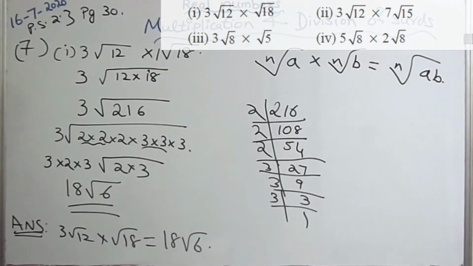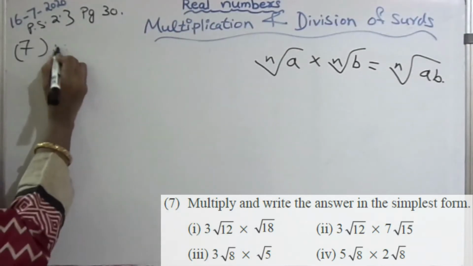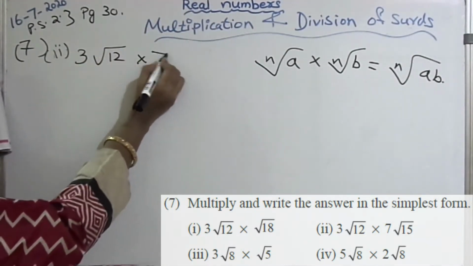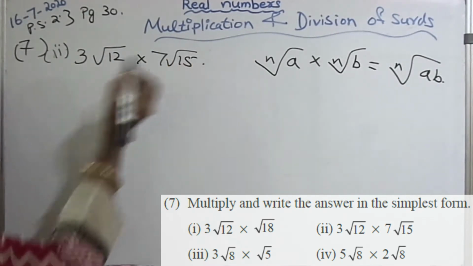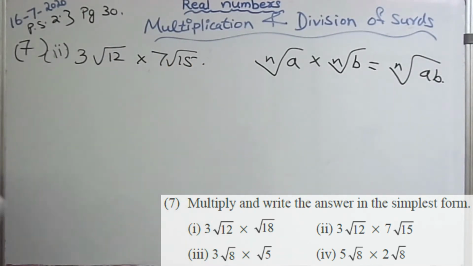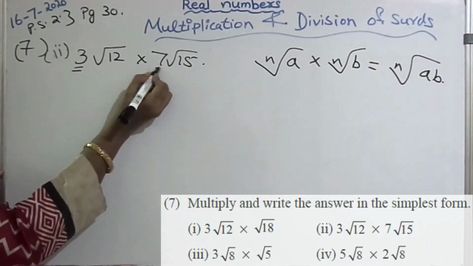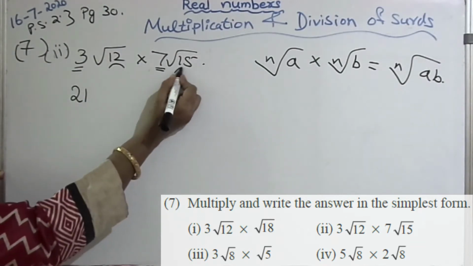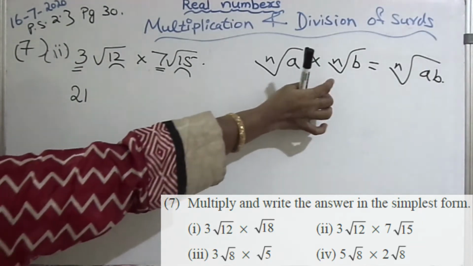Second sum. 3 root 12 into 7 root 15. So in the same way, let us proceed. First multiply the rational numbers. 3 into 7 is how much? 21. Then you will multiply these radicands just in this way.